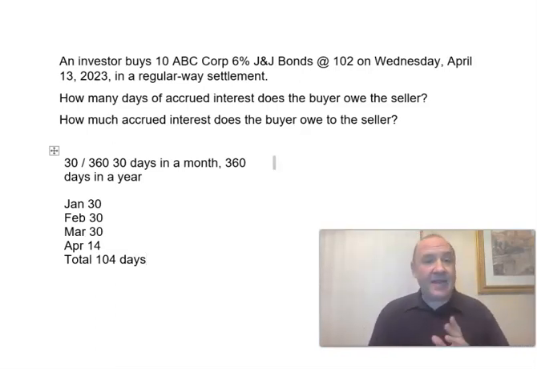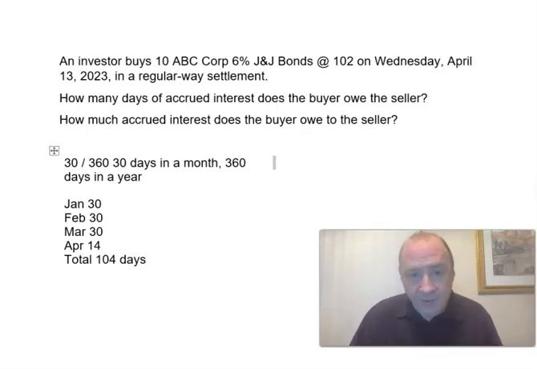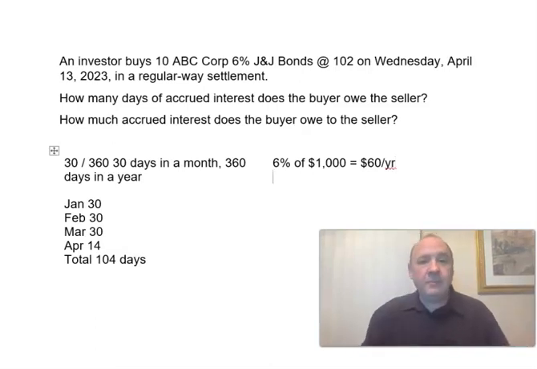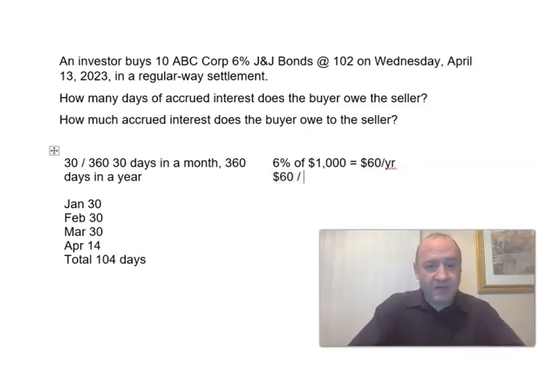Now, how much is that in dollars and cents? Well, how much does a 6% bond pay in interest per year? A 6% bond is 6% of the $1,000 face amount or par value of a bond. 6% of $1,000 is $60 per year. Now, the buyer owes the seller 104 days' worth of interest. Now, how much is the daily interest payment? Well, it's $60 per year, divided by 360 days in a year.